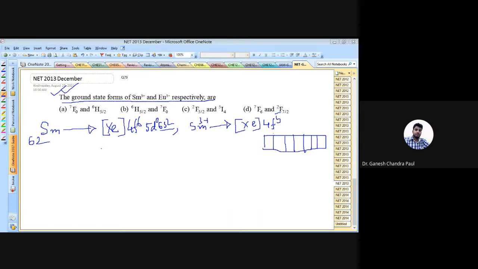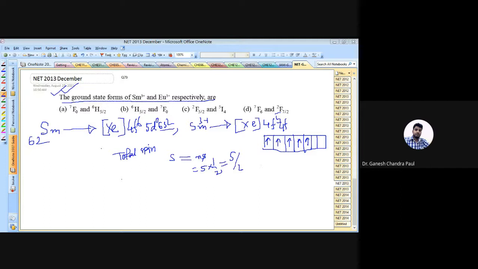This is the 4f orbital, and as I already mentioned, it contains a total of 5 unpaired electrons. So if you try to find out the total spin, it is n into s, right? Number of unpaired electrons 5 into spin value, which is half. So obviously we will get 5 by 2.